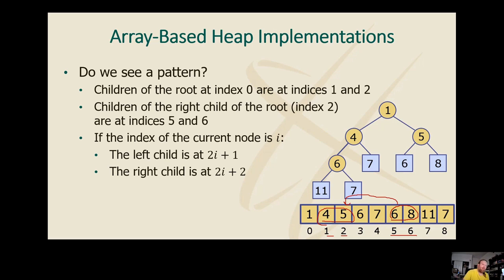Okay. How do we go back up the chain? How do we go from 6 or 8 back to 5? Well, we could do some logic, right? We could say, okay, well, if it's an odd number, all of our odd numbers are going to be our left children, right? These are all left children. So if it's odd, we can subtract 1, and if it's even, we could subtract 2, and then divide by 2, and that would work. That would absolutely work.